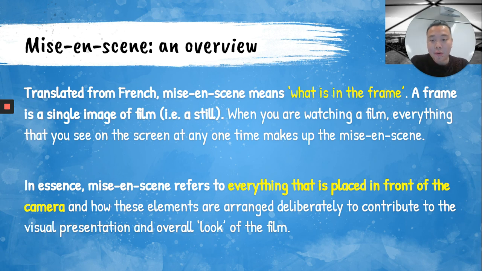When you're watching a film, everything that you see on the screen at any one time makes up the mise-en-scene. In essence, mise-en-scene refers to everything, and I mean literally everything, that is placed in front of the camera, and how these elements are arranged deliberately to contribute to the visual presentation and overall look of a film. It's really important to recognize that everything you see on the screen has been placed there for a reason, positioned and arranged deliberately by the filmmaker. Films, just like books and short stories, are all consciously constructed. They've been deliberately arranged and constructed to convey a certain message or a certain meaning.